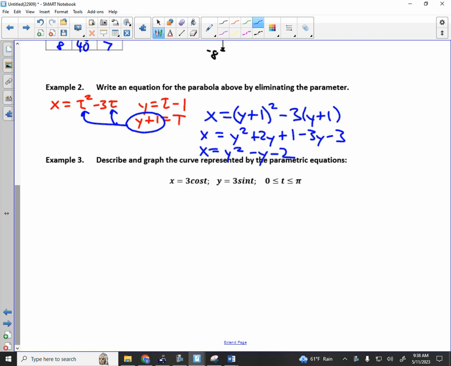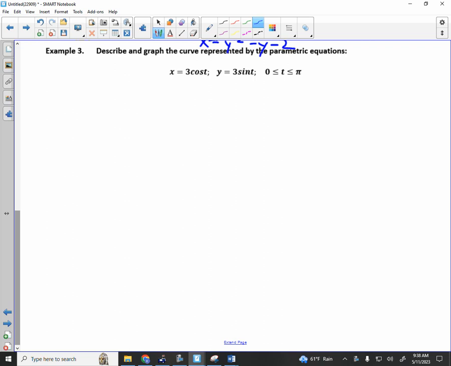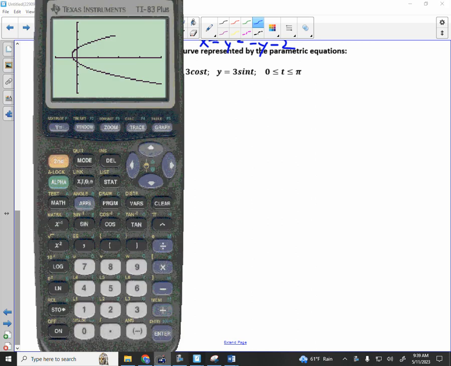Horizontal parabola, is that what we just sketched? There we go. Not too bad, huh? You should also be able to plug things into your calculator and describe the graph that we get. This one says x equals 3 cosine of t and y equals 3 sine of t, from 0 to pi. It says describe and graph the curve. So let's go to our calculators.